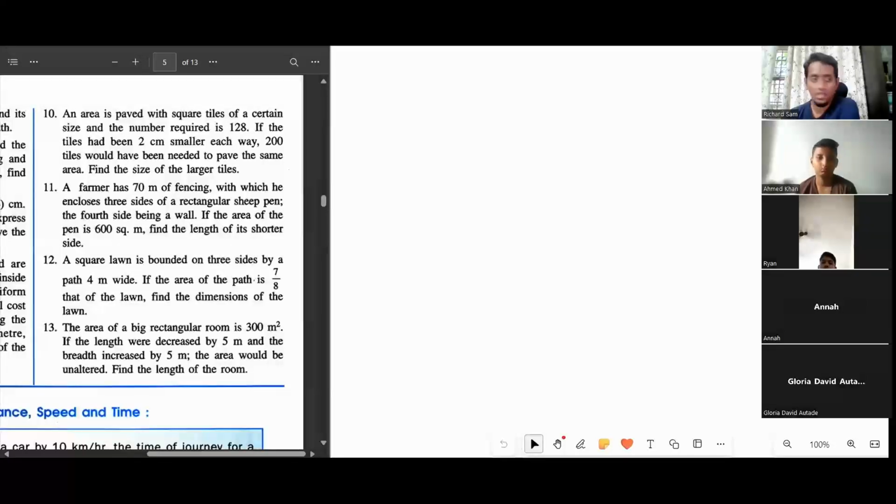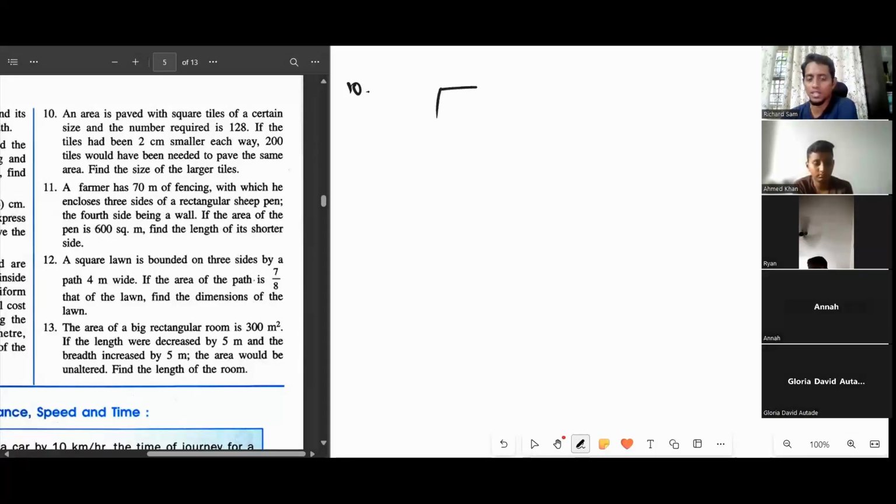So 10th one, I'll just explain. An area is paved with square tiles of a certain size and the number required is 128. If the tiles had been 2 centimeters smaller each way, 200 tiles would have been needed to pave the same area. Find the area of the larger tiles.